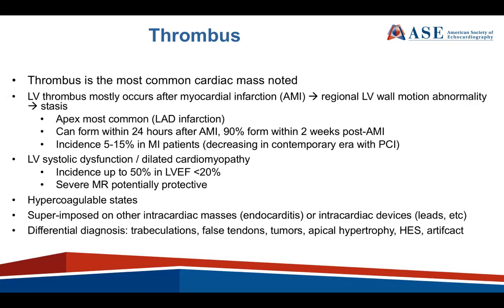We can see thrombus in hypercoagulable states and also superimposed on intracardiac masses. Specifically, patients with endocarditis can have superimposed thrombus. We can also see thrombus not infrequently on intracardiac devices, particularly pacemaker or ICD leads. The differential diagnosis we talked a little bit about, but includes trabeculations in the LV, false tendons, tumors, apical hypertrophy, hypereosinophilic syndrome, and then also even artifact.